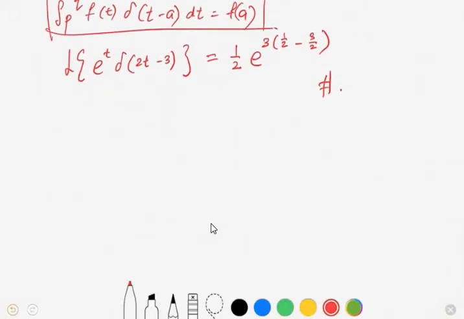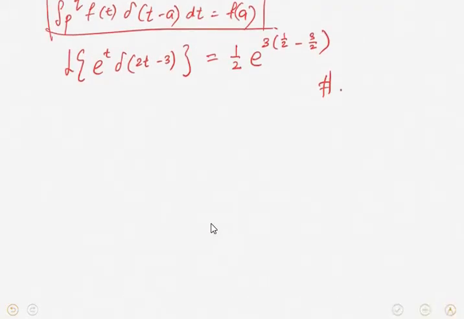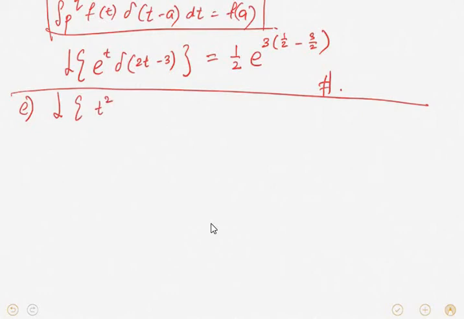Now I show you another example, quite a similar type of question. So let's say the Laplace transform of t square delta(t minus 3). Usually we express the delta as t minus something. So for easiness, we just change the position into the Laplace transform of t square delta(minus t plus 3).